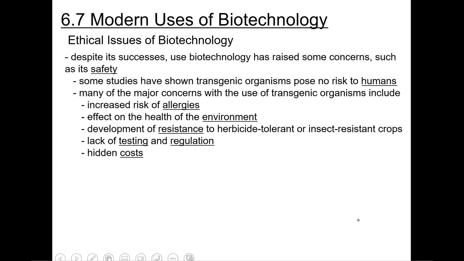With what we just talked about, being able to go in and fix things and change things around, that gets us into our ethical uses of biotechnology. So despite successes, using biotechnology has raised some concerns, such as safety. We talked about that with the food. Some studies show that transgenic organisms pose no risk to humans, but many major concerns with the use of transgenic organisms include things like increased risks, like I said, with allergies. Just because you're changing that DNA sequence of the food, could it be what's affecting us? Is that why now we have so many more allergies presenting themselves than they used to?